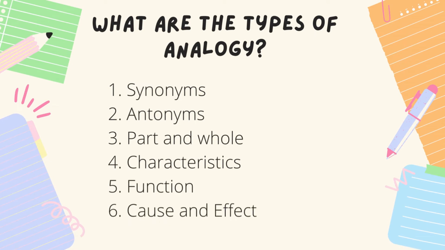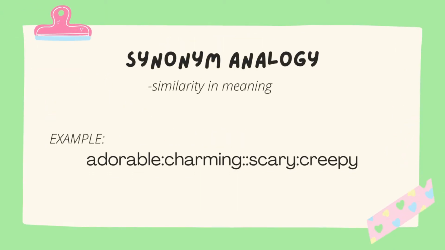There are several types of analogies, but we will focus only on these 6 types: synonyms, antonyms, part and whole, characteristics, function, cause and effect. Synonym analogy deals with the similarity in meaning. Example, adorable is to charming as scary is to creepy. Adorable and charming have the same meaning, so are scary and creepy.